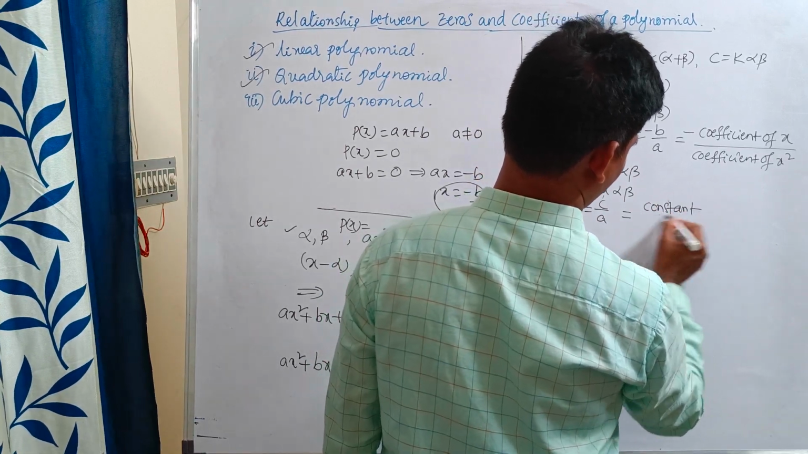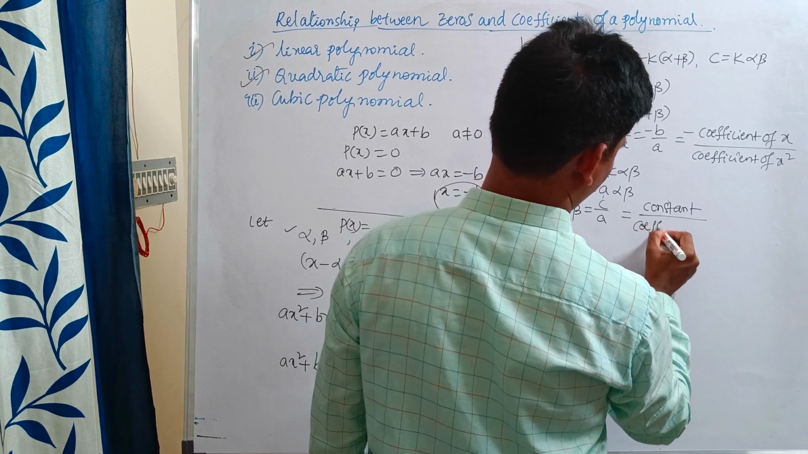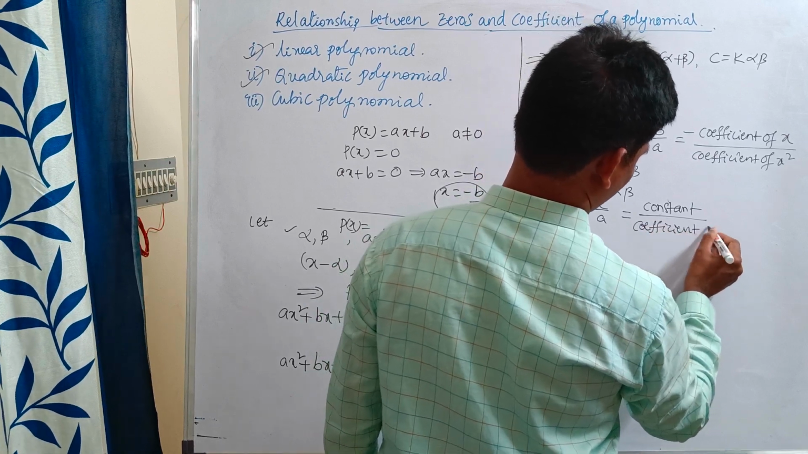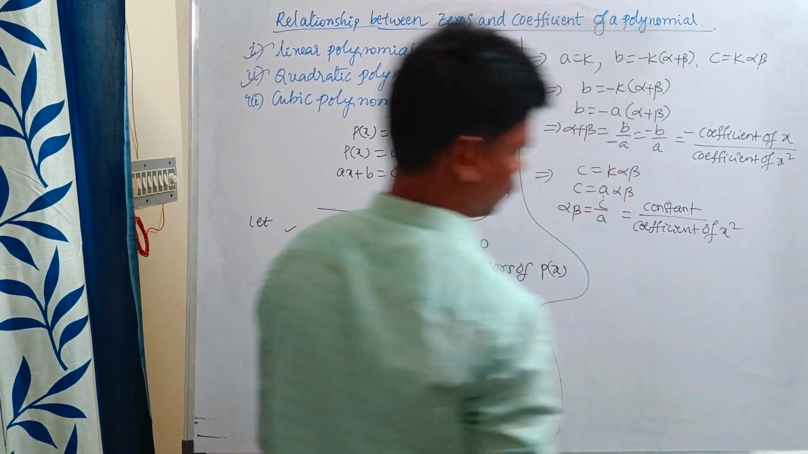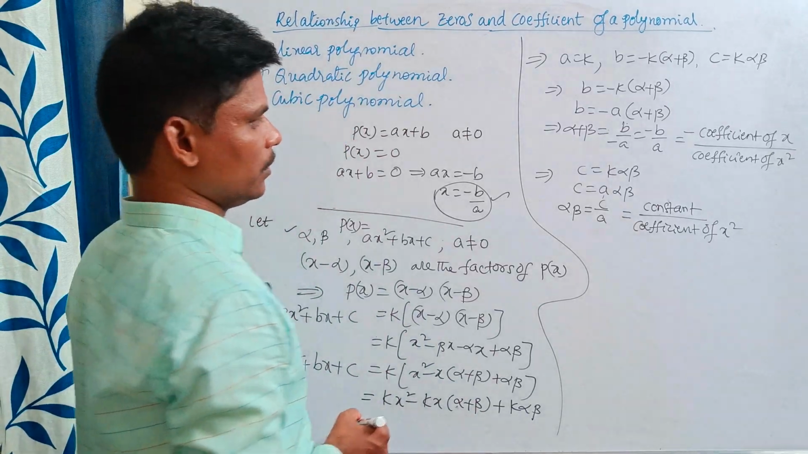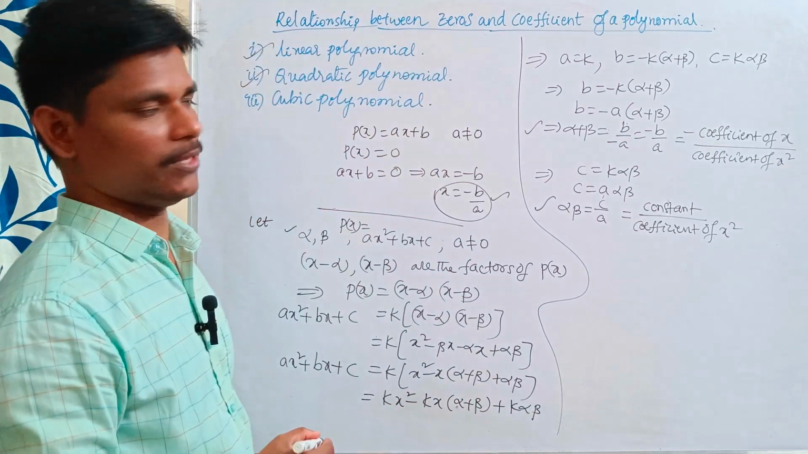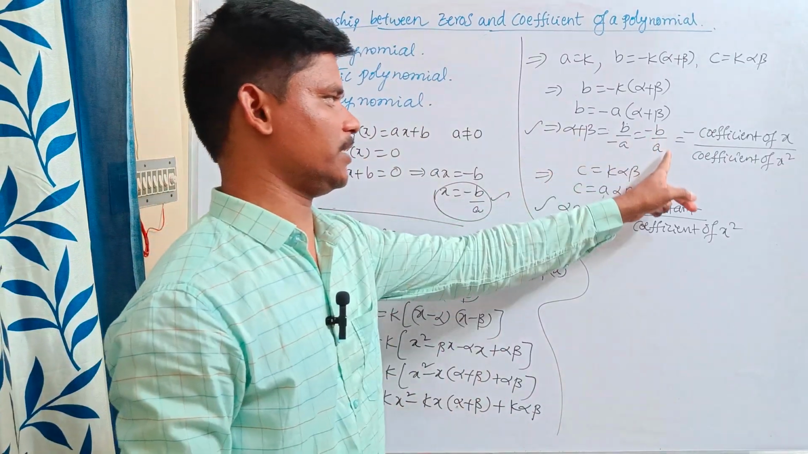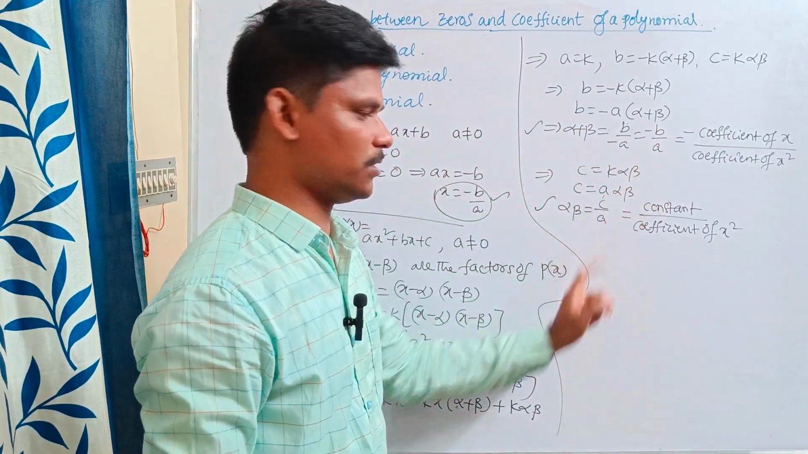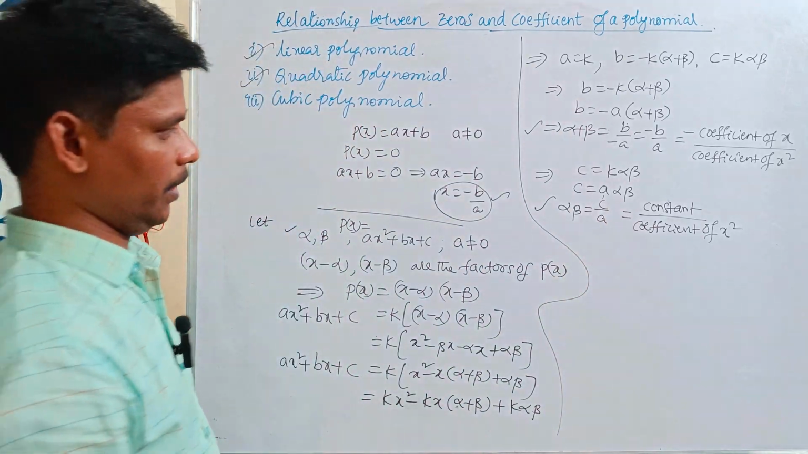Constant divided by the coefficient of x square. So this is the sum of the zeros, and this is the product of the zeros. Sum of the zeros is equal to minus b by a. Product of the zeros is equal to c by a.